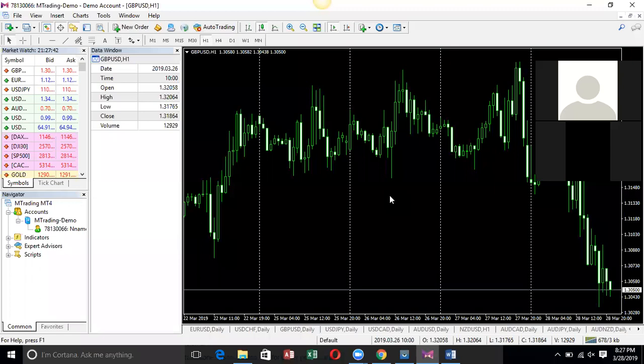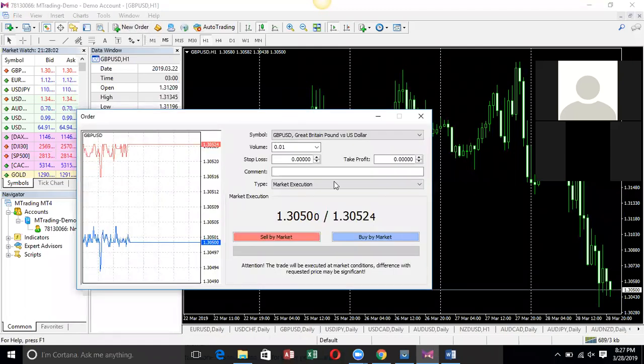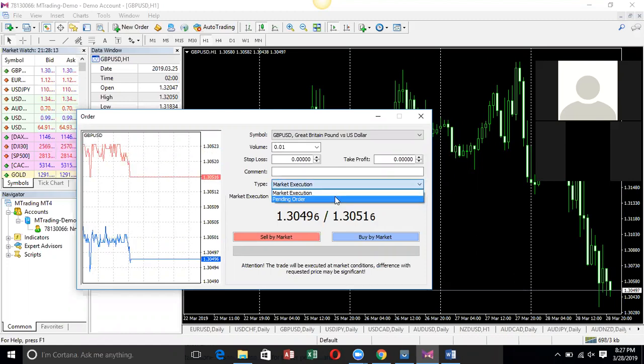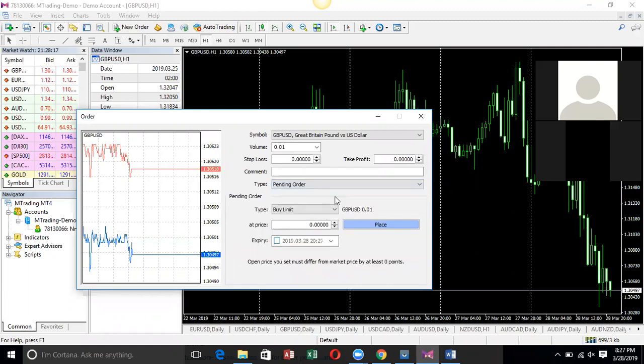We'll go to the platform. As usual, we'll go to new order because that is where we place our trades. So open your new order, go to market execution, go to type, click on this arrow. Can we see pending order? We'll click on pending order. We can see that the interface has changed.